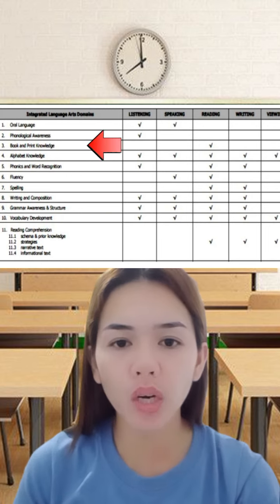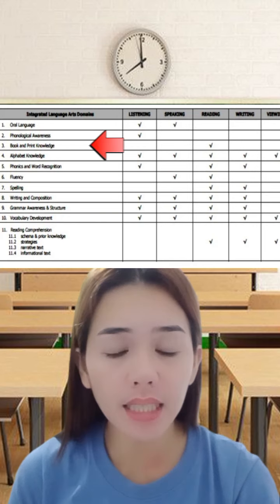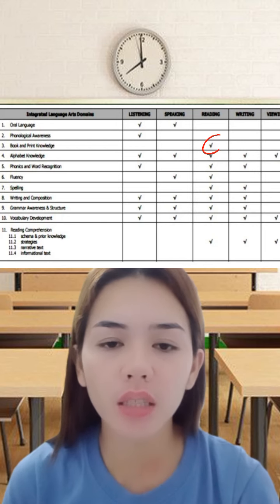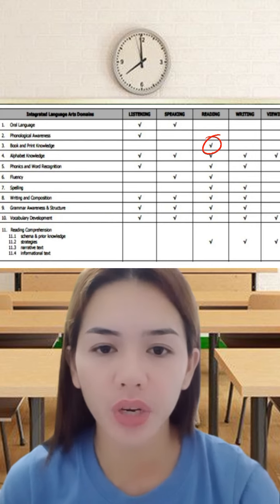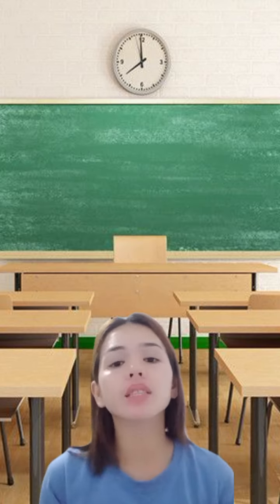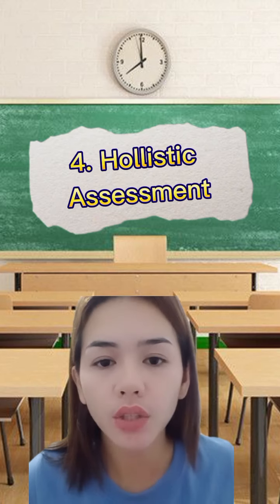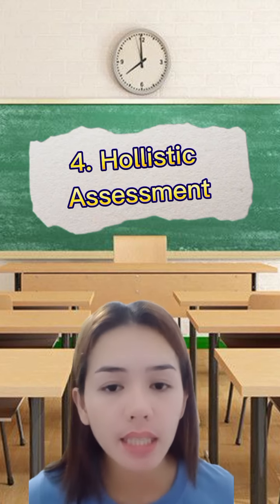Next is book and print knowledge. The skill being applied here is reading, because books and print knowledge are designed for reading. Okay, let's move on to the last component. So the last component is the holistic assessment.